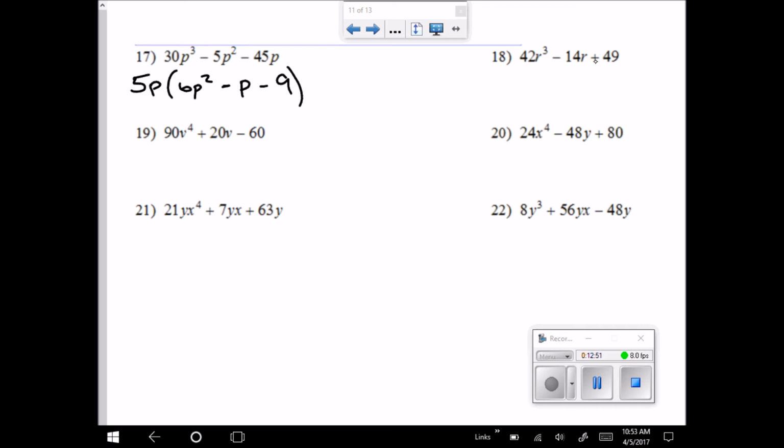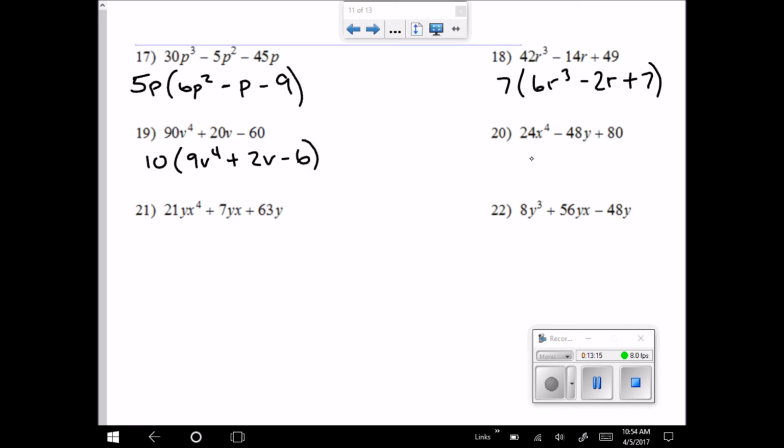Okay, so our GCF here is going to be 7. So we'd have 6r cubed minus 2r plus 7. Again, that's all they wanted. Here, our GCF would be 10. So we have 9v to the 4th plus 2v minus 6.